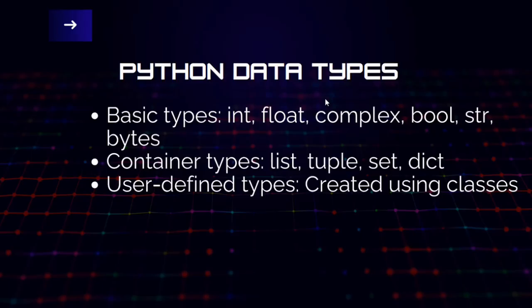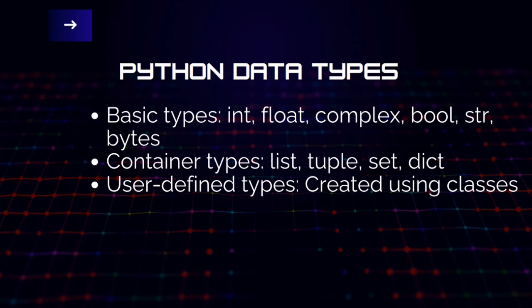Python data types. Python supports three categories of data types: basic types, container types, and user-defined types. In basic types, we have int, float, complex, bool, str, bytes. In container types, we have list, tuple, set, dictionary. User-defined types are created using classes.